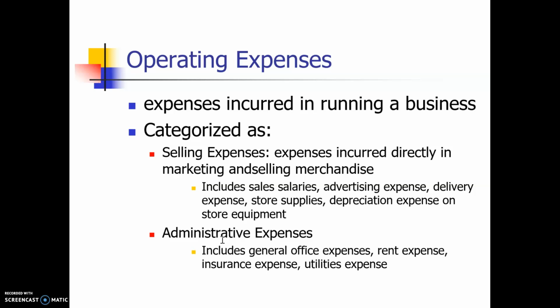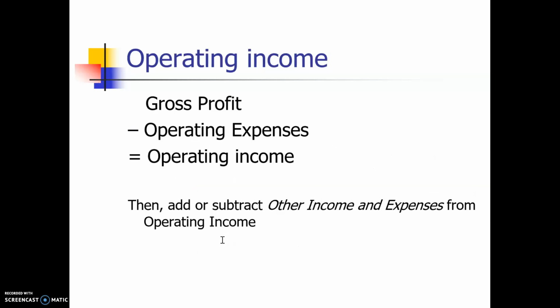And so your selling expenses plus your administrative expenses give you your total operating expenses, which are subtracted from gross profit, and then we get our operating income. After our operating income, we're going to show our revenue and expenses from outside the operations. This is our other revenue and expenses.